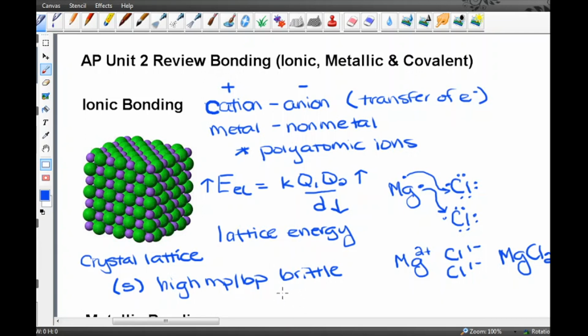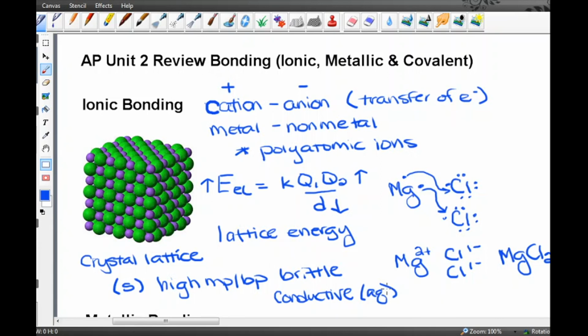These are also conductive when aqueous because those charged particles floating around in solution allow a current to pass through. So these are conductive only when aqueous or melted into a liquid. They would also be conductive.